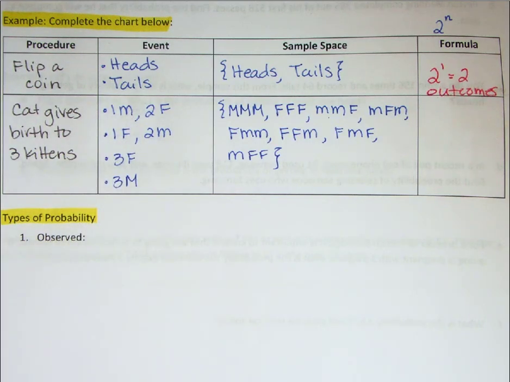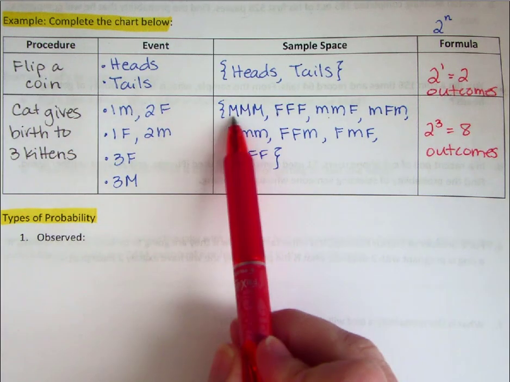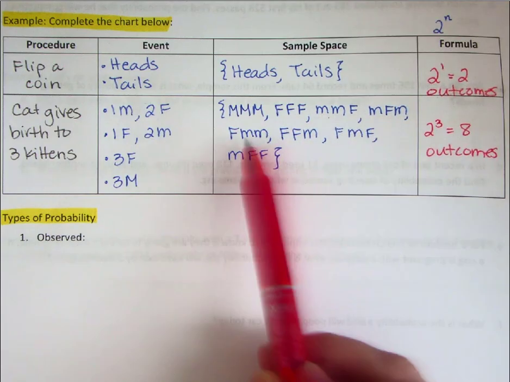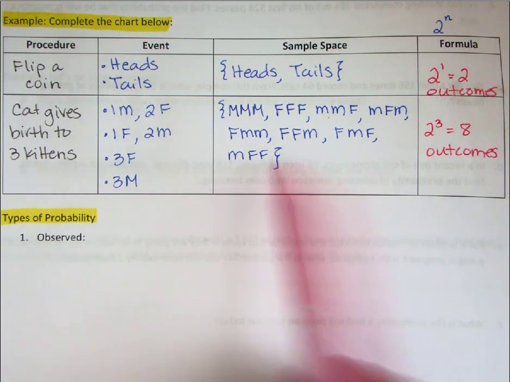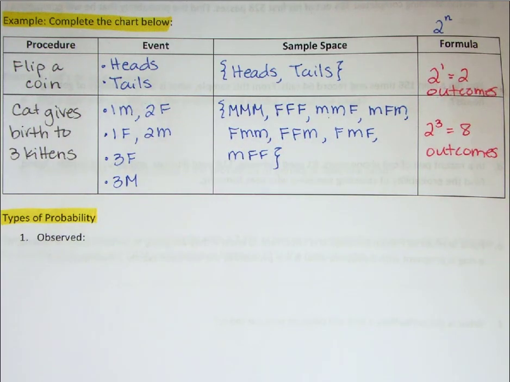To make sure that we have all of the possible outcomes, we can utilize the formula, where n is the total number of kittens being born to this cat, and in this case, n is 3. Using this formula, 2 to the third power, we can see 8 possible outcomes, and if you look at the sample space, we have 1, 2, 3, 4, 5, 6, 7, 8 possible outcomes represented in our sample space.